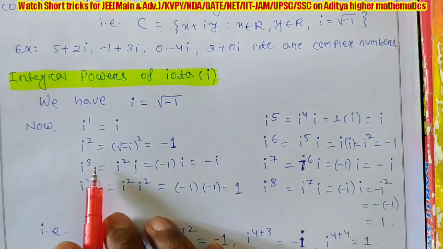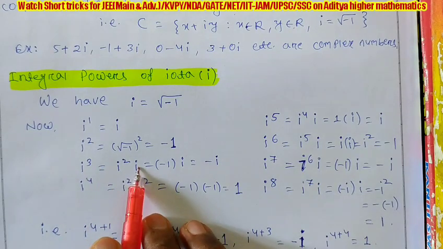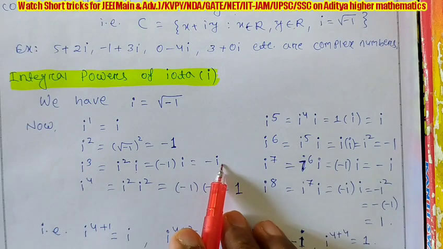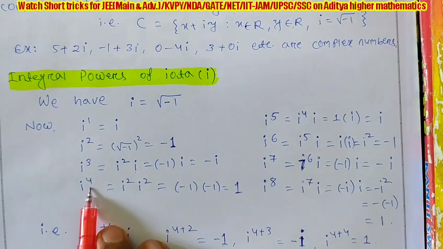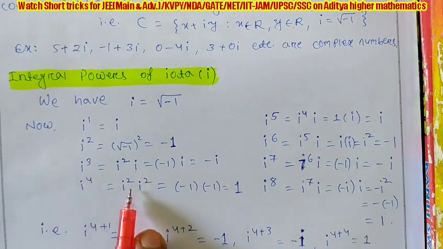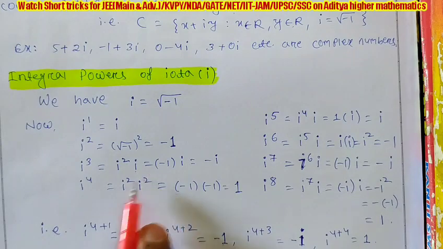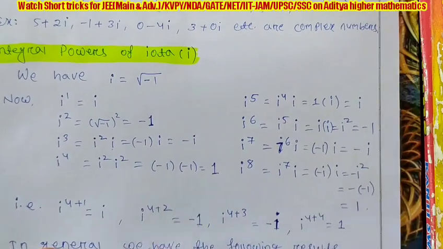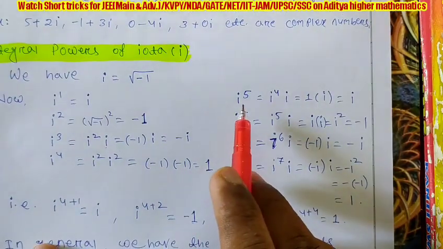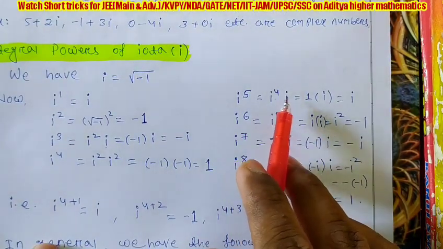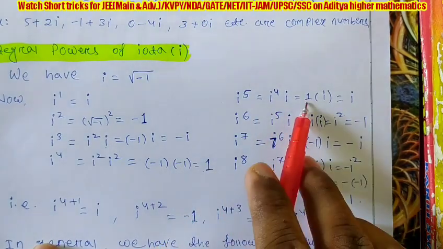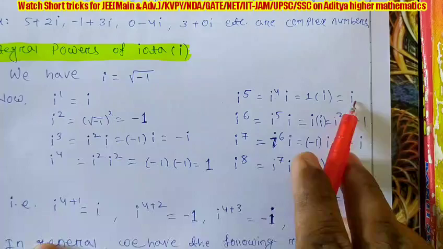I to the power 3 is I square multiplied by I. Then I square we know is minus 1, multiplied by I, so minus I. Next, I to the power 4 is I square times I square. I square is minus 1 and I square is minus 1, so minus 1 times minus 1 is plus 1. Next, similarly find I to the power 5, which is I to the power 4 multiplied by I. That means I to the power 4 is 1, which we already got, and 1 multiplied by I is I.